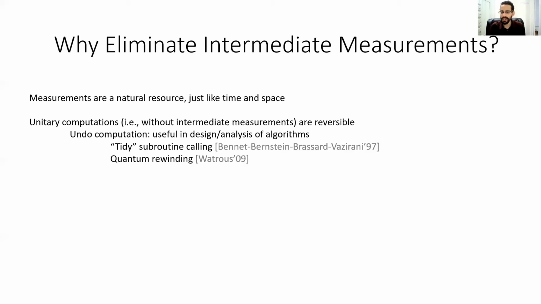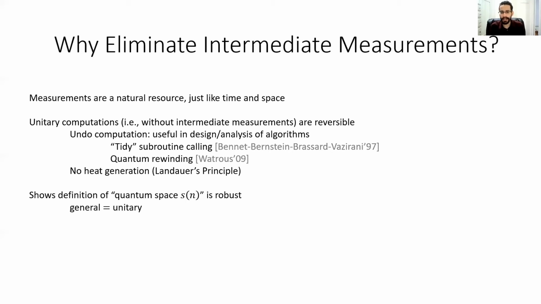The ability to undo a computation by running in reverse is routinely used in both the design and analysis of quantum algorithms. For example, the tidy subroutine calling procedure or Watrous's quantum rewinding technique. Moreover, reversible computation doesn't generate any heat, which is of practical relevance.